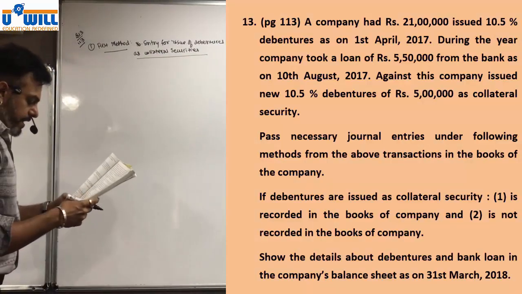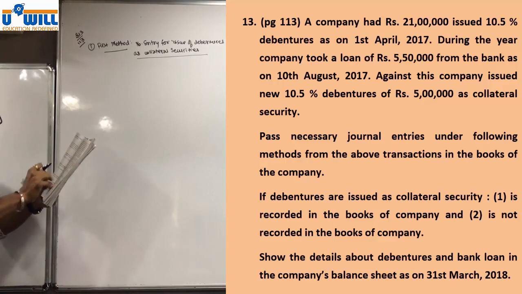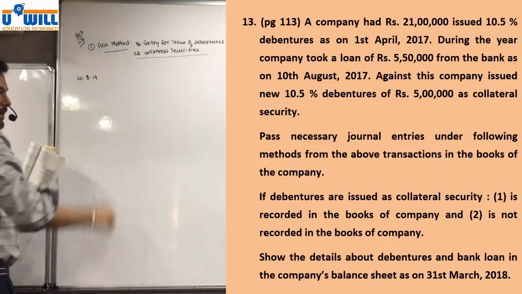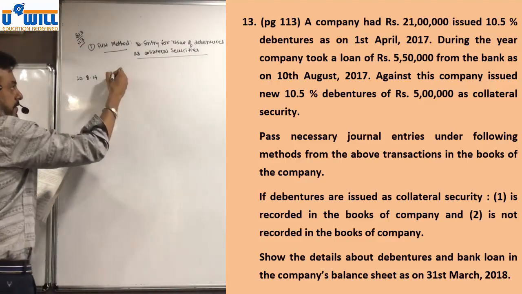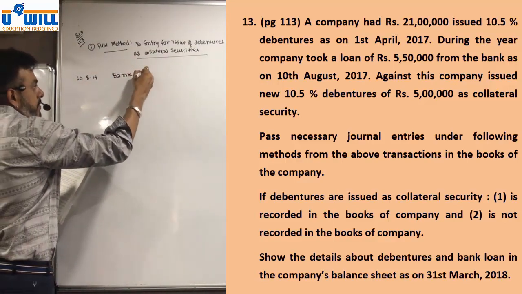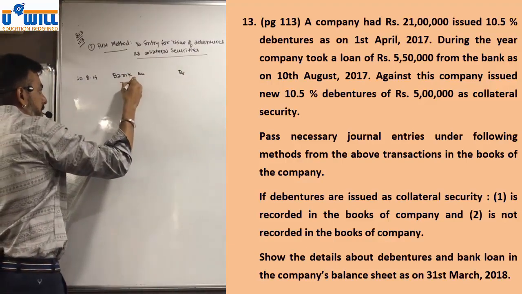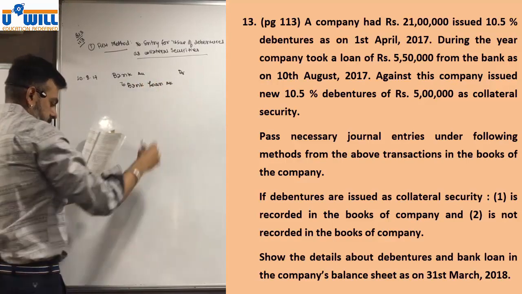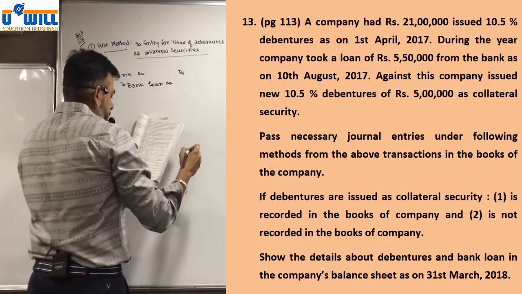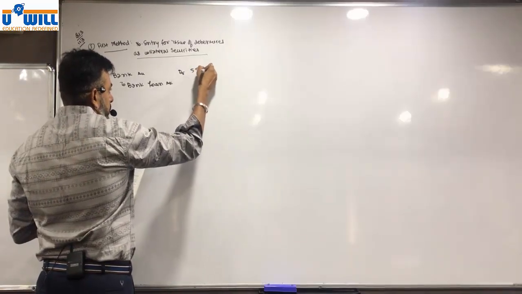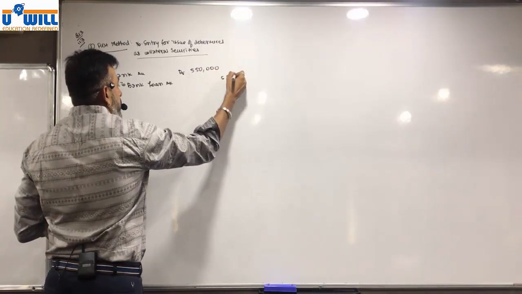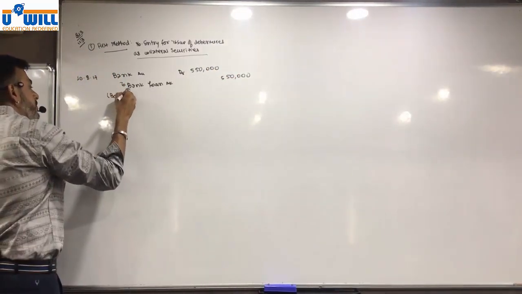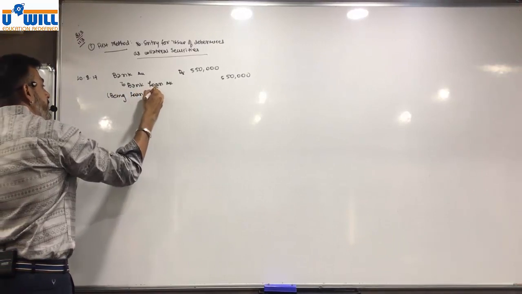Now, what date are we taking the loan? The company took a loan on 10 August, so 10/8/2017. What's the journal entry? Bank account debit to bank loan account credit. Amount is 5,50,000. Being loan taken from the bank.